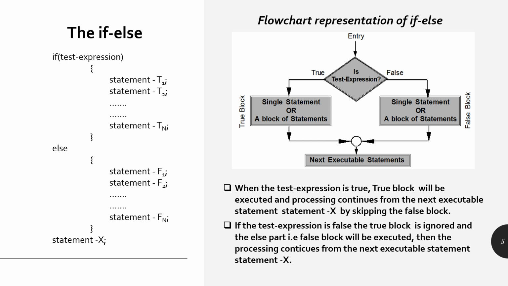Now let us discuss the if-else control structure. In the previous case we have seen that if the condition is true, only that part will execute. If-else structure means in both cases something is executed: if the condition is true, the true block will be executed. If the condition is false, the false block will be executed. Then naturally control will be transferred here, and execution keeps on going.